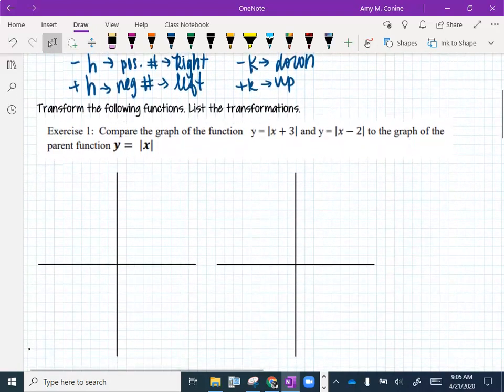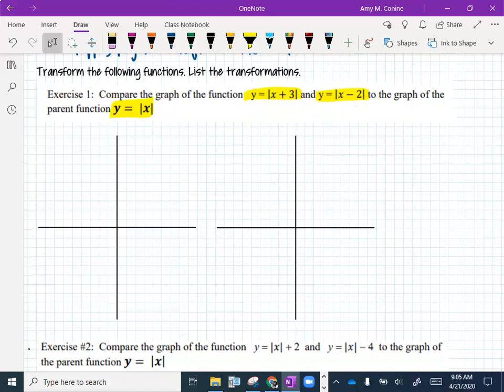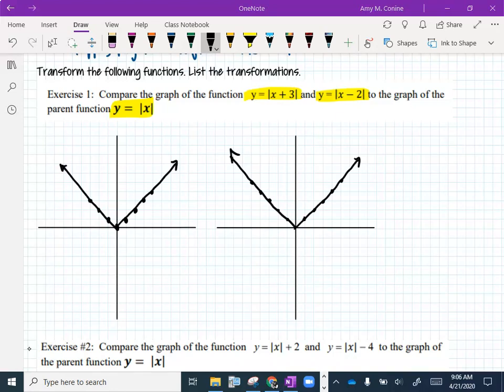We need to compare the graph of the function y equals the absolute value of x plus 3 and y equals the absolute value of x minus 2 to the parent function. This was the parent function we discussed in our last note section. So I'm going to go ahead and graph my parent function on these two graphs.